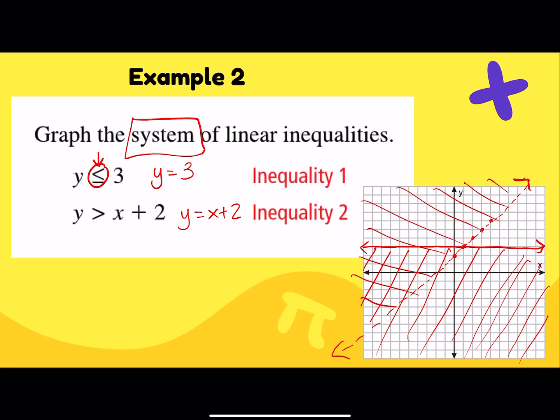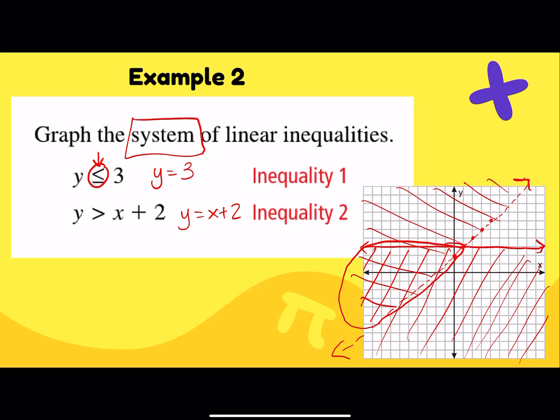Okay, so my solution now to this system of linear inequalities is this region right here that I'm circling, where both shadings are happening. That's why I just drew lines this time. So you can see right here where these lines are intersecting, where both areas are shaded.